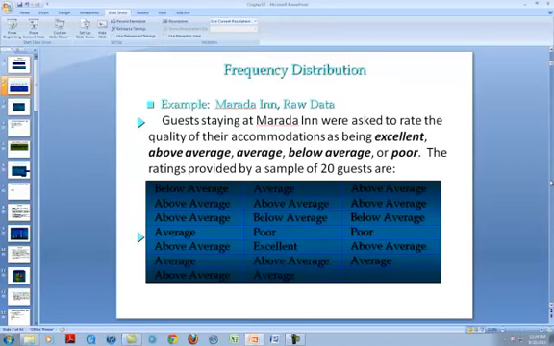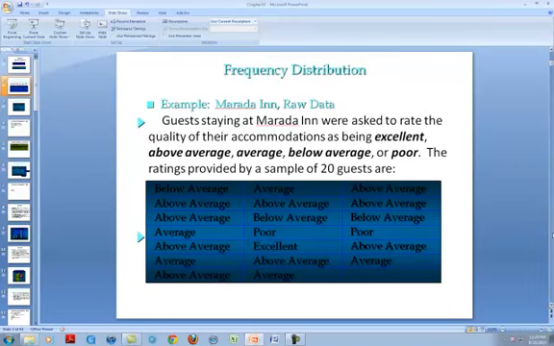For instance, look at the following raw data for Marada Inn. They sampled 20 guests, and they asked each guest to rate the quality of accommodations. The choices were excellent, above average, average, below average, or poor. As you can see, these are all the responses. Now, as it currently stands, this data set is not going to be very useful because there's just a lot of information and they're not well arranged, so we can't really see the patterns.